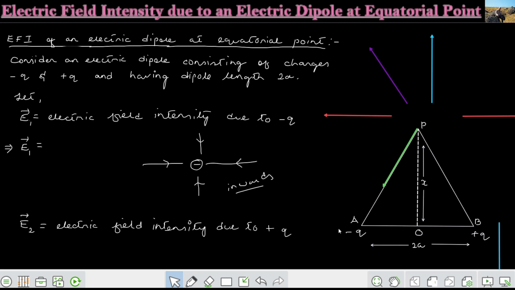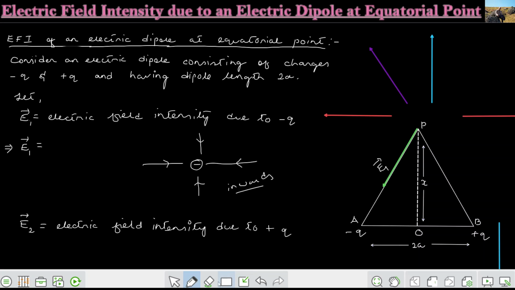With respect to point P, the electric field E1 is in the direction of PA. So we will write over here E1. That is your electric field vector with respect to the minus charge.